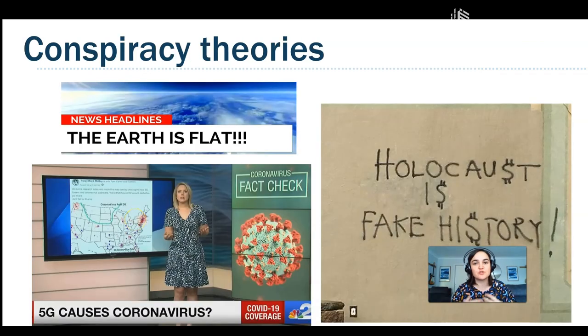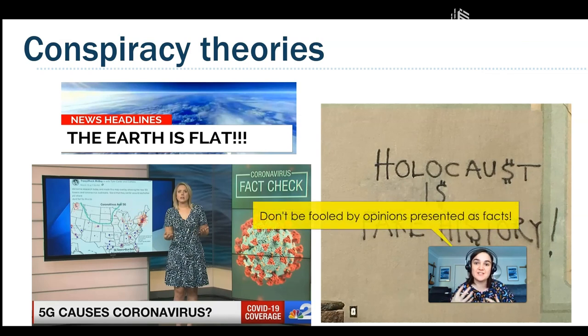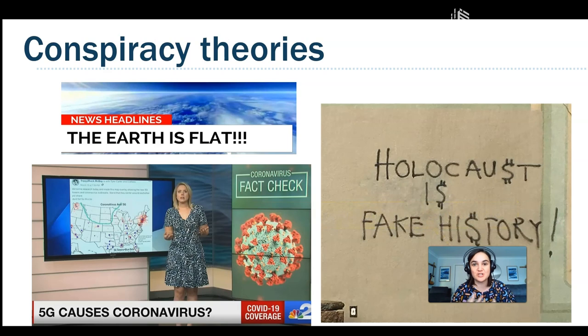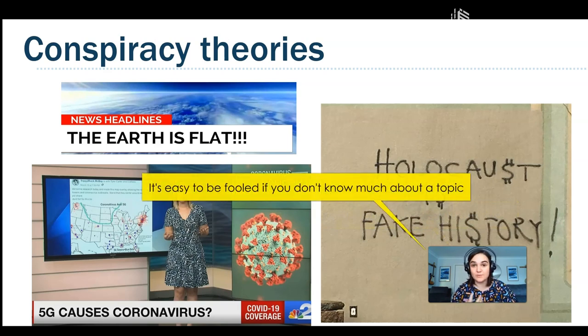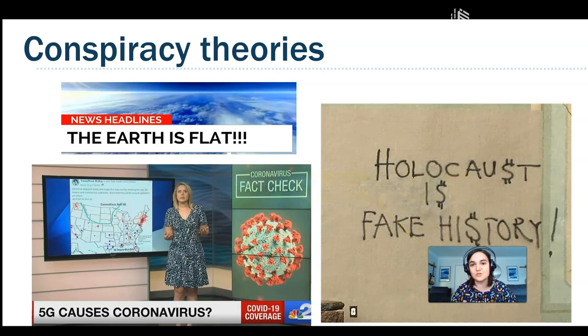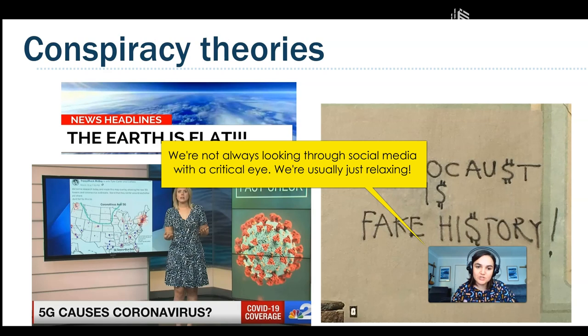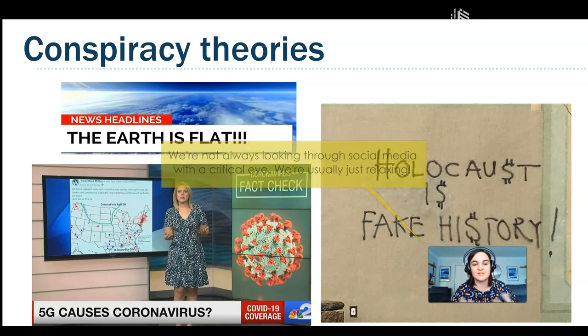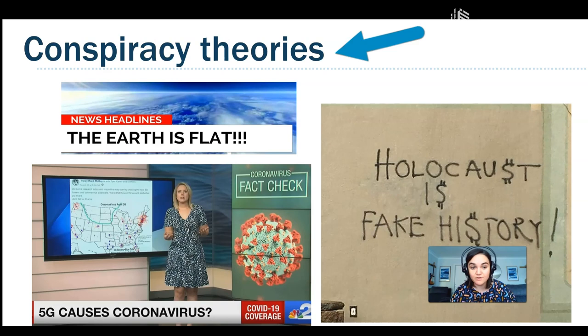When we're looking through social media and other places on the internet, there's often a lot of people with a lot of opinions, and sometimes they'll present their opinions as fact rather than actually looking to the experts to give more factual information about a topic. Sometimes you believe people's opinions because you may not know any different, and you may be vulnerable when you're looking through social media. And sometimes those opinions can lead to bigger conspiracy theories like the earth is flat or 5G causes coronavirus, things that are certainly not founded on factual or credible information.